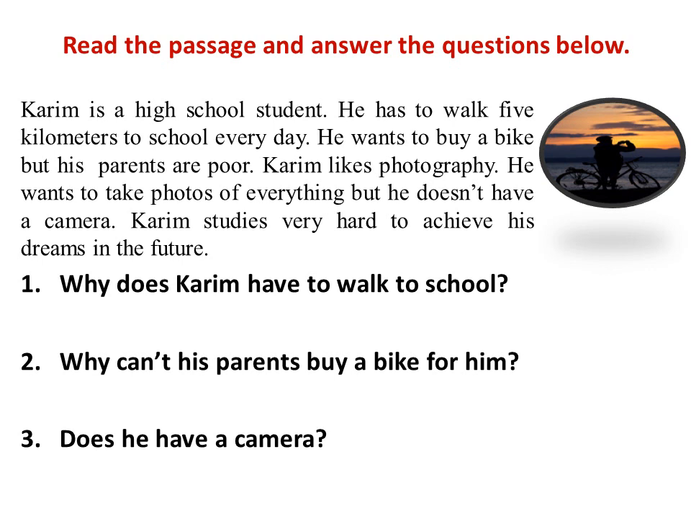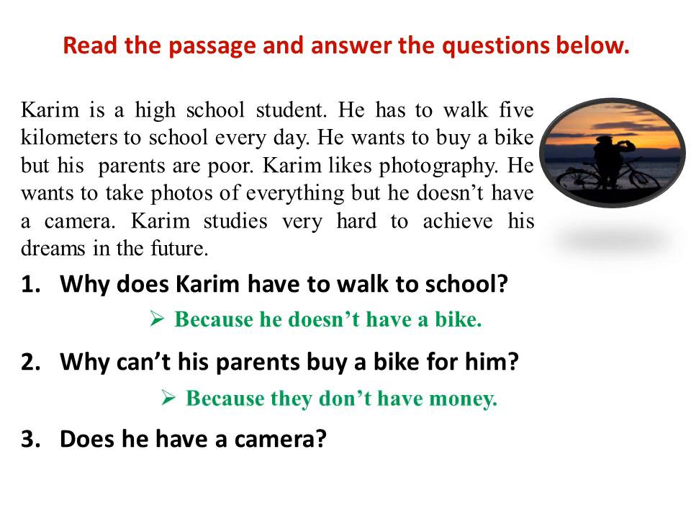Okay, I guess you got them right, so let's answer these questions. Number 1, why does Karim have to walk to school? Yes, very good. So it's because he doesn't have a bike. Number 2, why can't his parents buy a bike for him? Yes, very good. Because they are poor. They don't have money, or they are poor or don't have money for that. 3, does he have a camera? Very good. No, he doesn't.